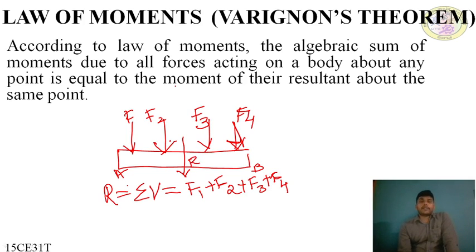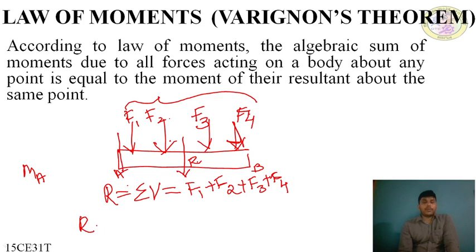What does this law of moments say? If we take the moment about A, the sum of the moments of all these forces, F1, F2, and F3, will be equal to the moment of the resultant. I will explain once again. Moment of the resultant is R into x, which depends upon the distance between R and A. Let us call it x.